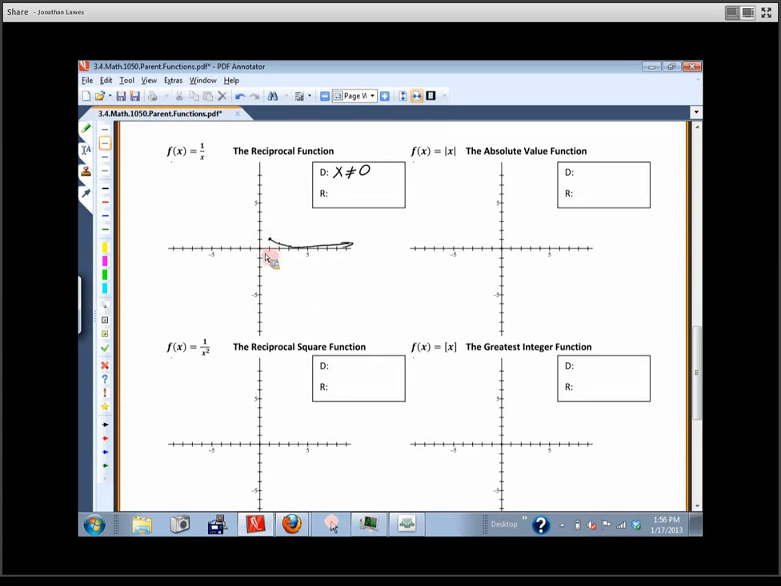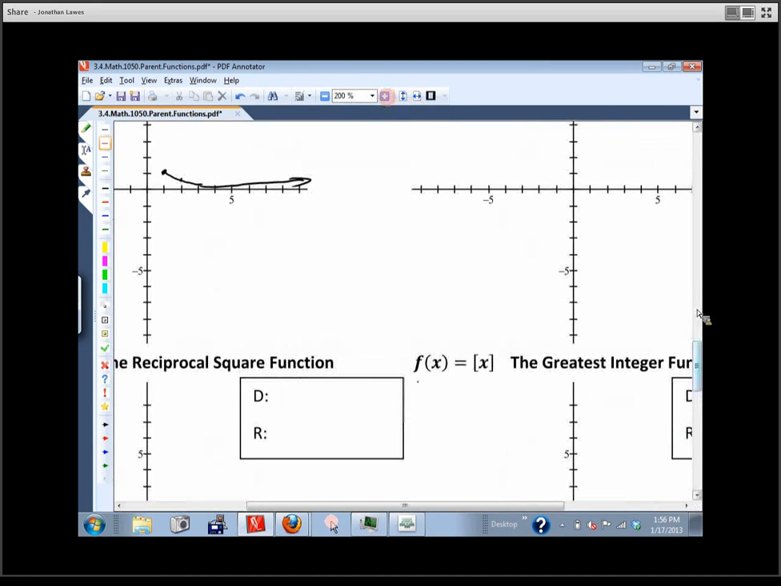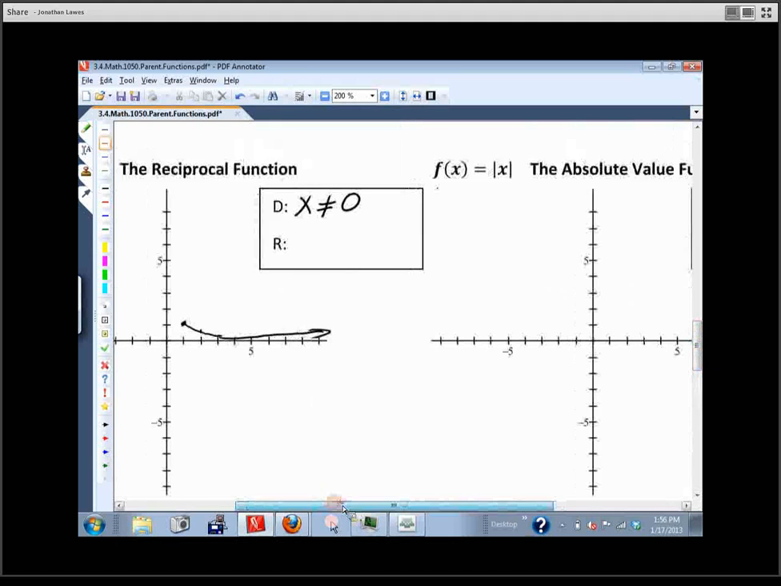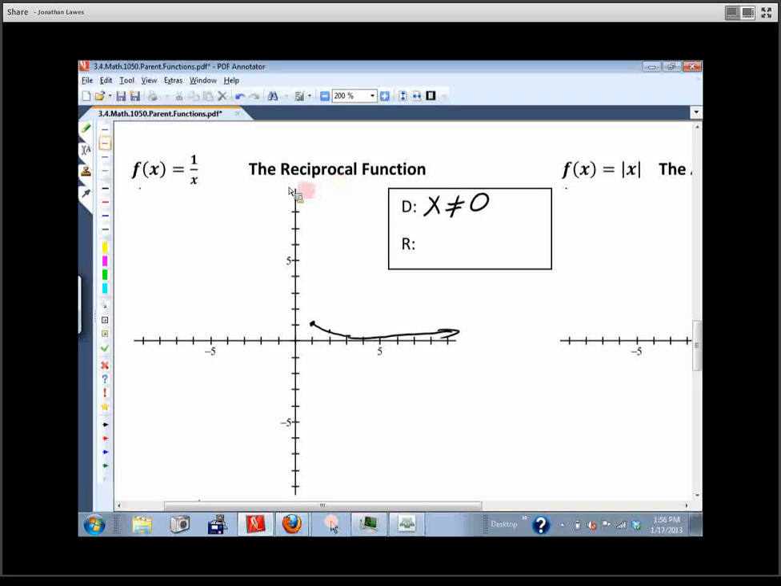Now, let's focus on right in here. Let's plug in small positive numbers. So let's say I plug in 1/2. It's a reciprocal function, right? That's the name of this function. What's the reciprocal of 1/2? 2. Reciprocal of 1/3? 3.